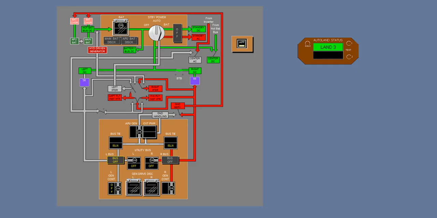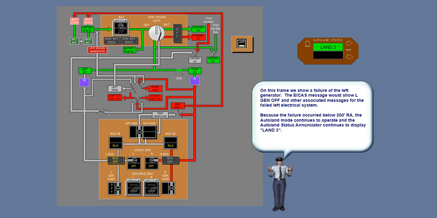In this case, the Autoland status annunciator or ASA annunciation remains unchanged at green Land 3 and the respective flight instrument transfer bus switches to the still-powered AC bus. The automatic landing continues on the remaining 2 autopilots.